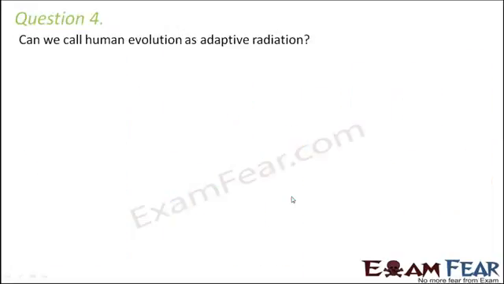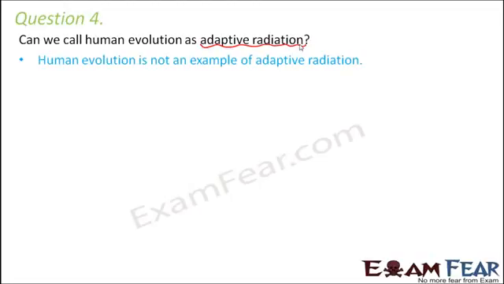Question number 4. Can we call human evolution adaptive radiation? So first try to remember what adaptive radiation is. Adaptive radiation is a process where from one species evolution happens and it gives rise to multiple species. So you start with one species and you end up having many species.